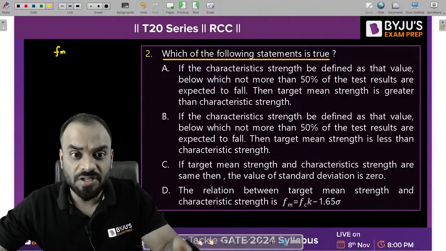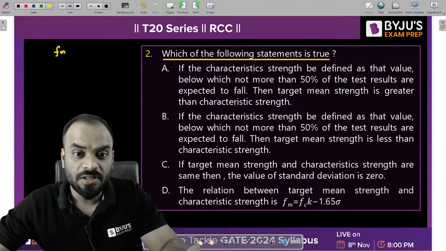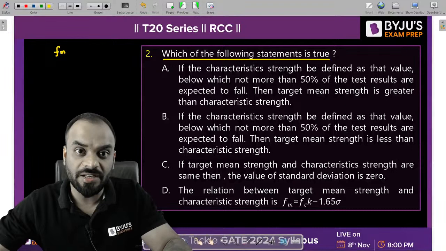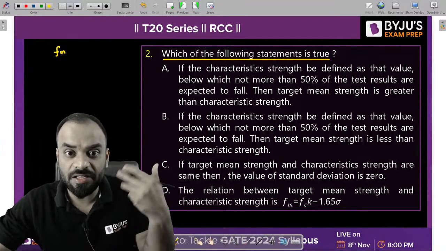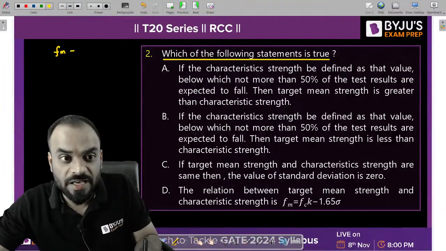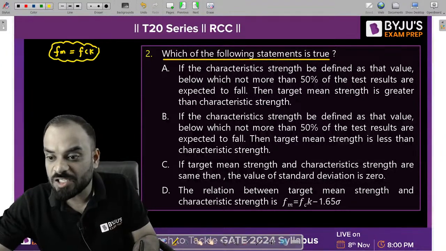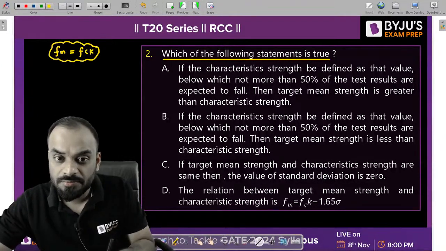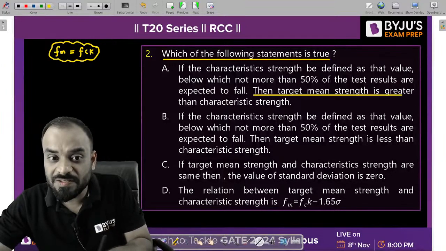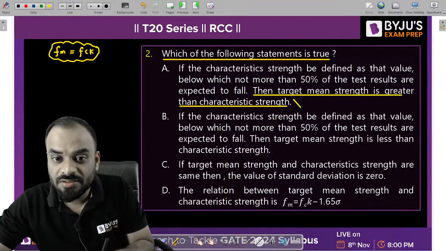But as per the definition written in statement 1, the characteristic strength is also defined in the same way. If it is defined in the same way, can I say that guys, Fm and FCK should be the same, right? But as per statement number 1, the target mean strength is greater than characteristic strength. This statement is wrong.